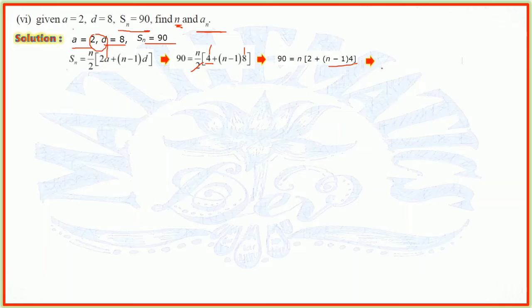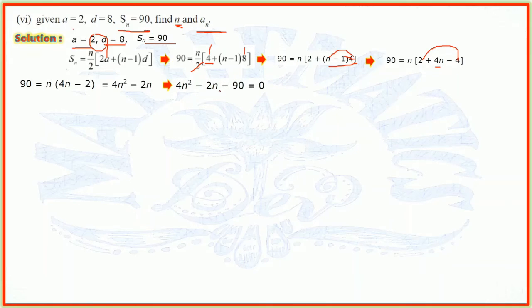So 90 = n × (2 + 4n − 4), which gives 90 = 4n² − 2n. So this implies 4n² − 2n − 90 = 0. Again, 2 can be taken common.